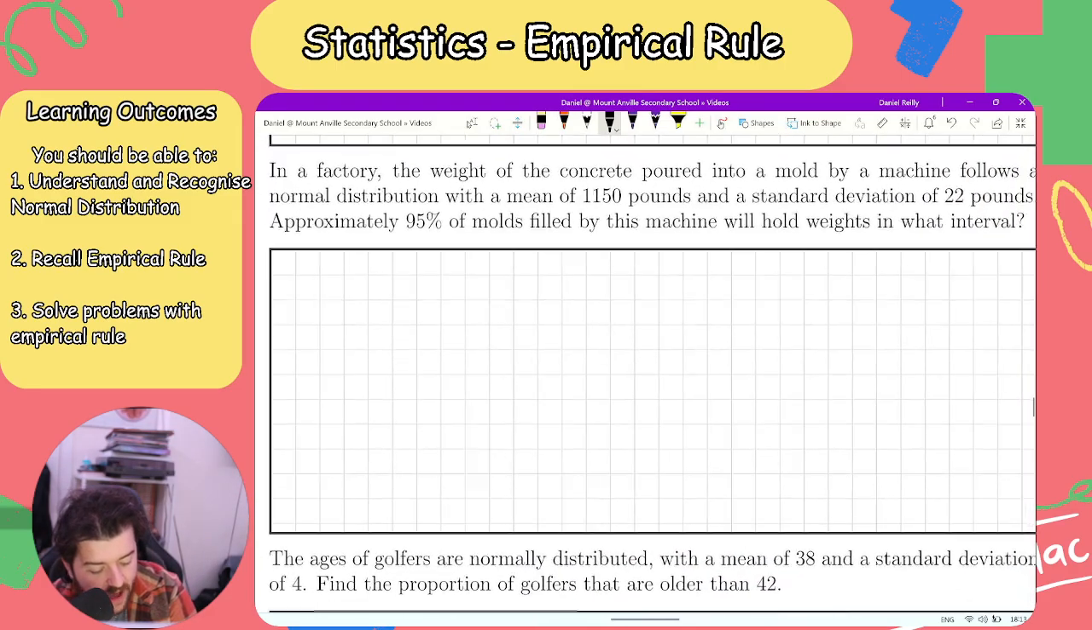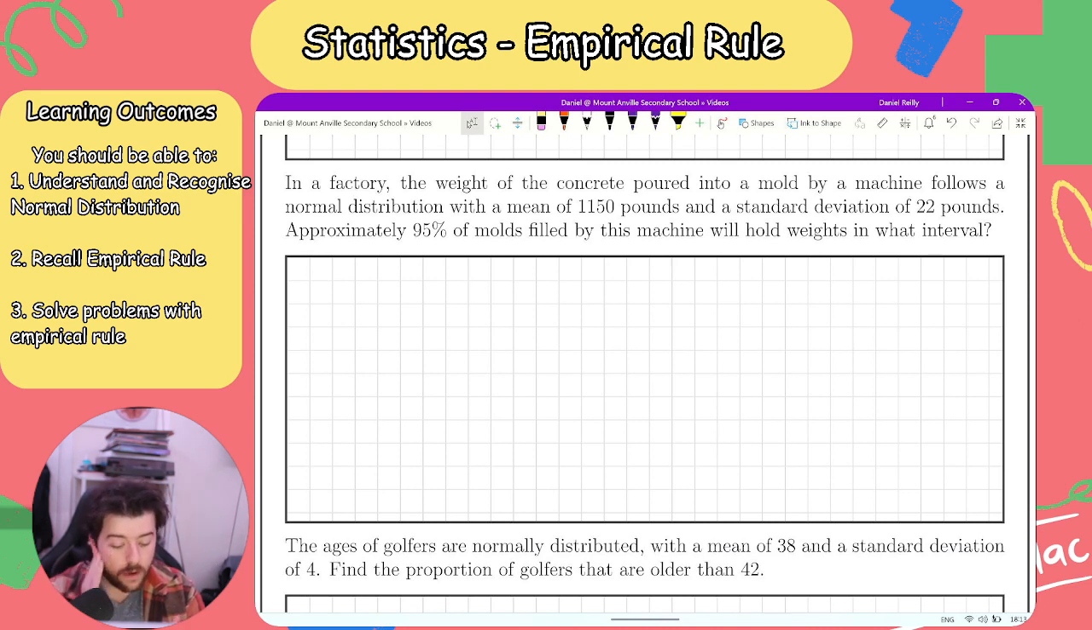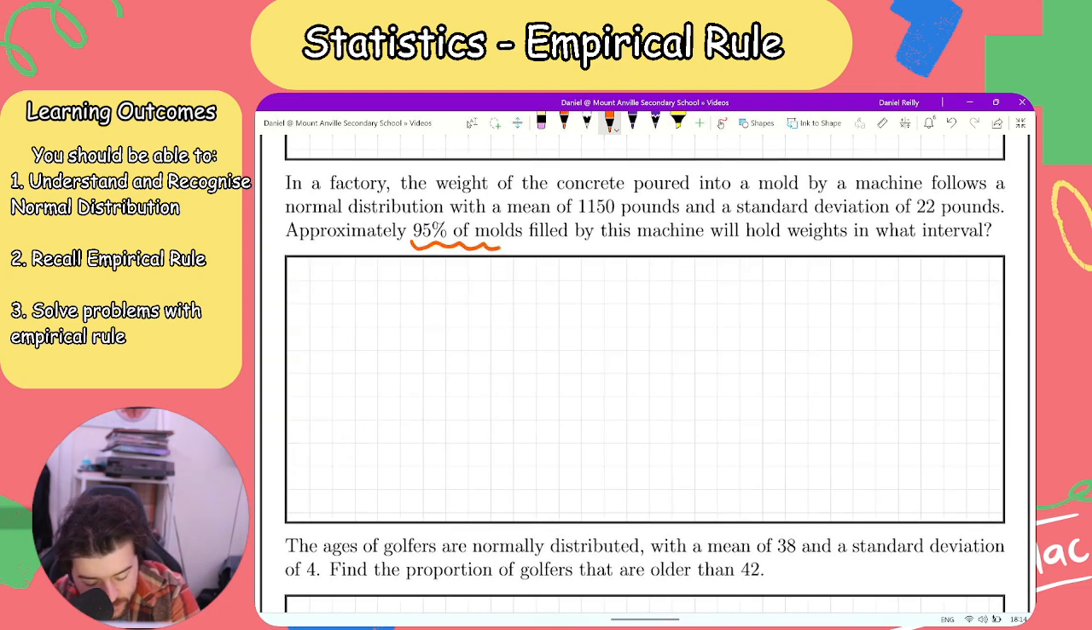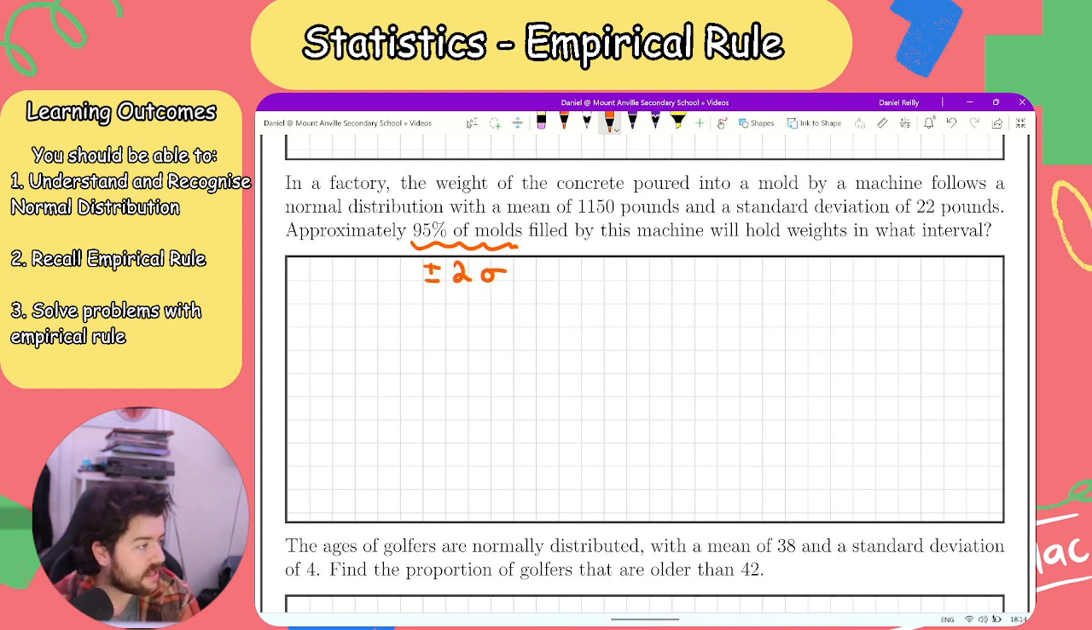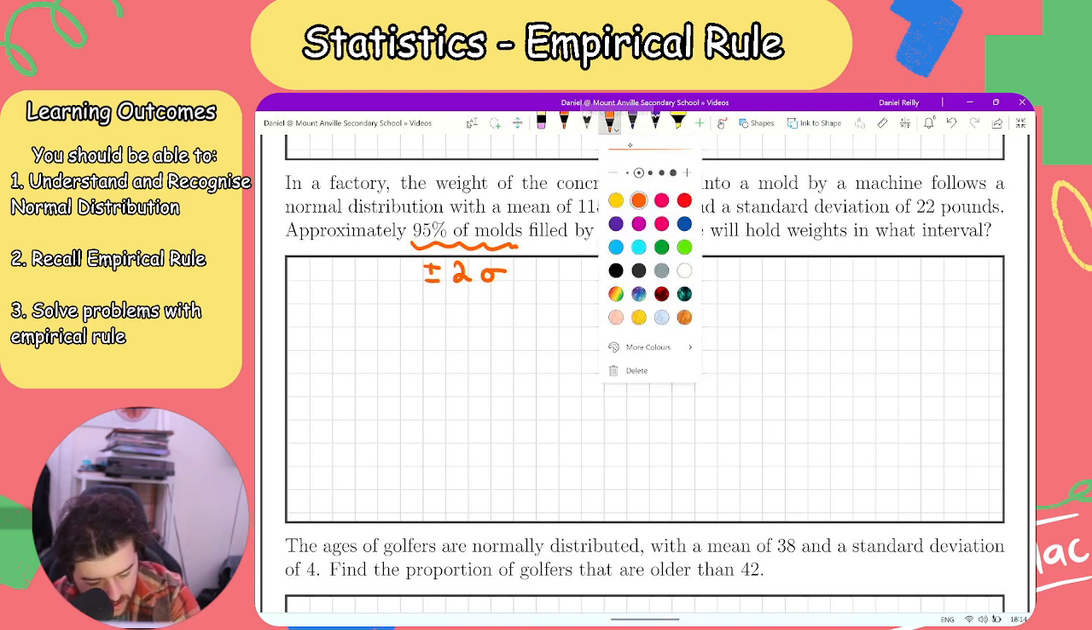Right, another one. In a factory, the weight of concrete poured into a mold by a machine follows a normal distribution with a mean of 1,150 pounds and a standard deviation of 22 pounds. Approximately 95% of the molds filled by this machine will hold weights in what interval? So it's asking me for the range of values for 95% of my molds. So 95% of my data is within plus or minus 2 standard deviations, right? So that is what we're looking for here.